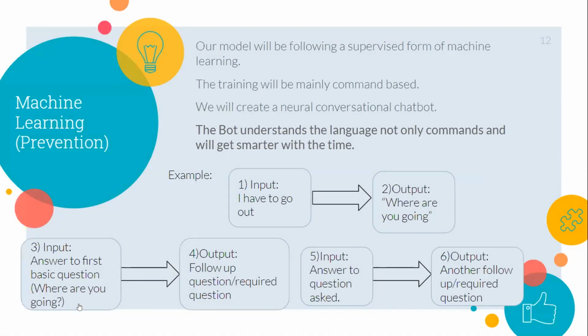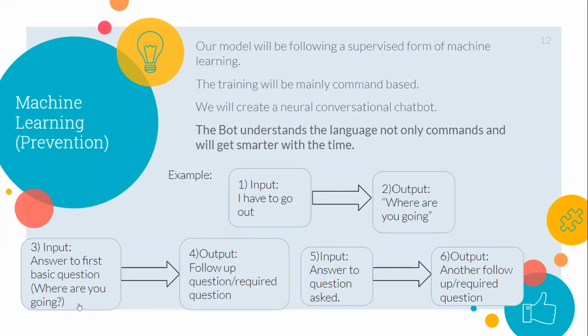Right, so now, how would we create the chatbot? Basically, in the beginning, our model, DaddyBot, will be a supervised form of machine learning, right? The training will be mainly command-based. What I mean by that is there are going to be some essential questions that you will have to answer before leaving, and then everything else will be follow-up questions, and what the bot interprets will be necessary. Like the essential questions will be: where are you going, how many people will be there, and how are you going to get there?